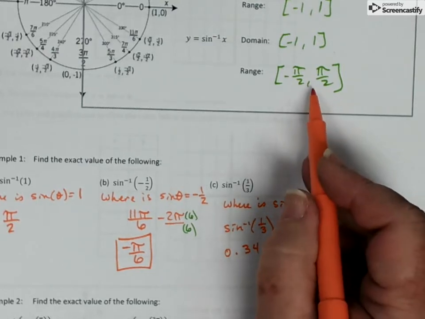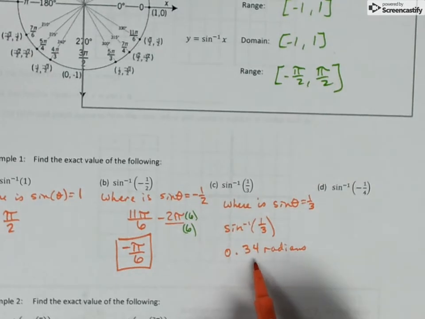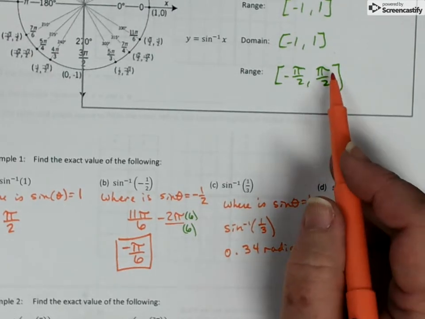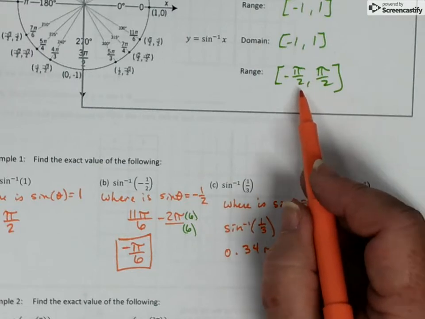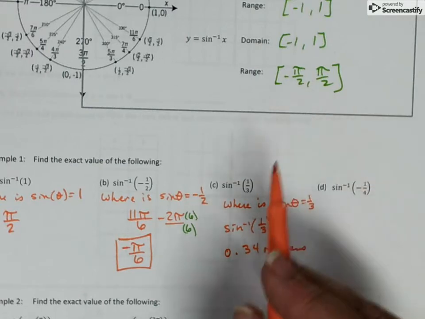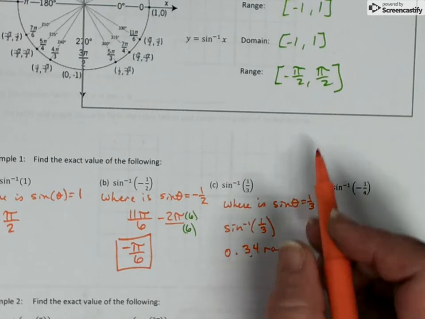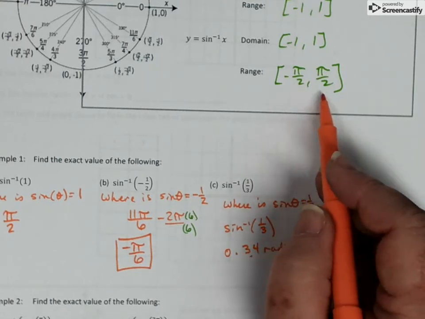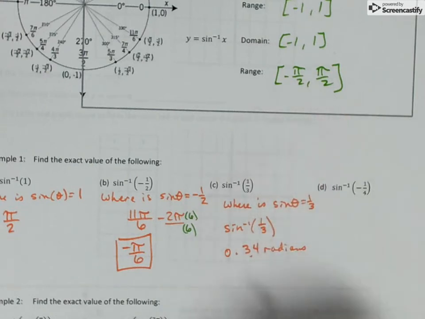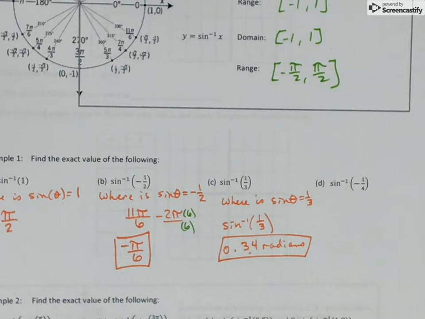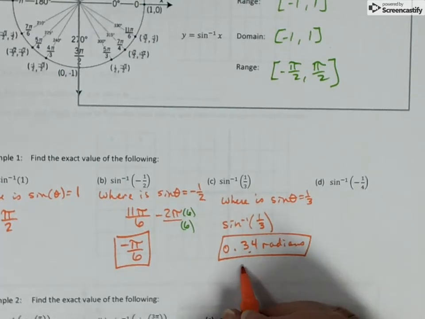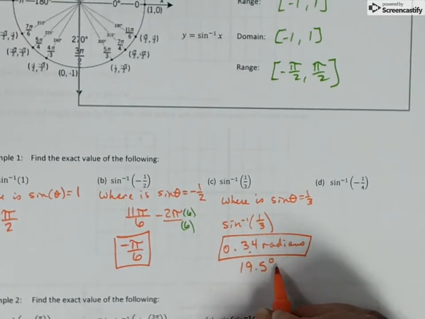Well, 0.34 radians, I don't know if that answer is in the range or not, because I don't know how to compare pi over 2 to 0.34. So take your calculator and divide pi over 2, and you're going to find that that's approximately 1.57. And this is negative 1.57. Is this in between negative 1.57 radians and positive 1.57 radians? And it is. Now, if you are in degrees, then your answer will be 19.5 degrees.